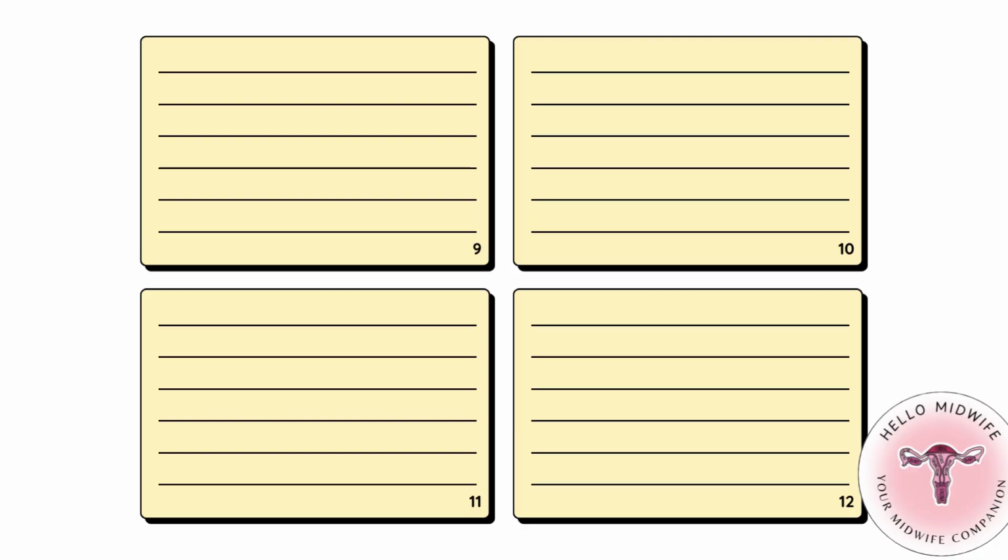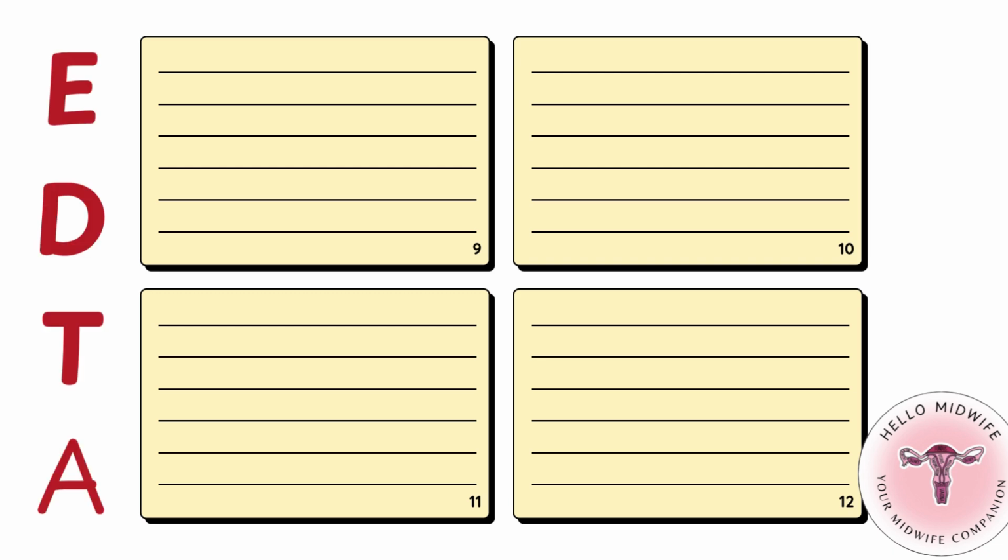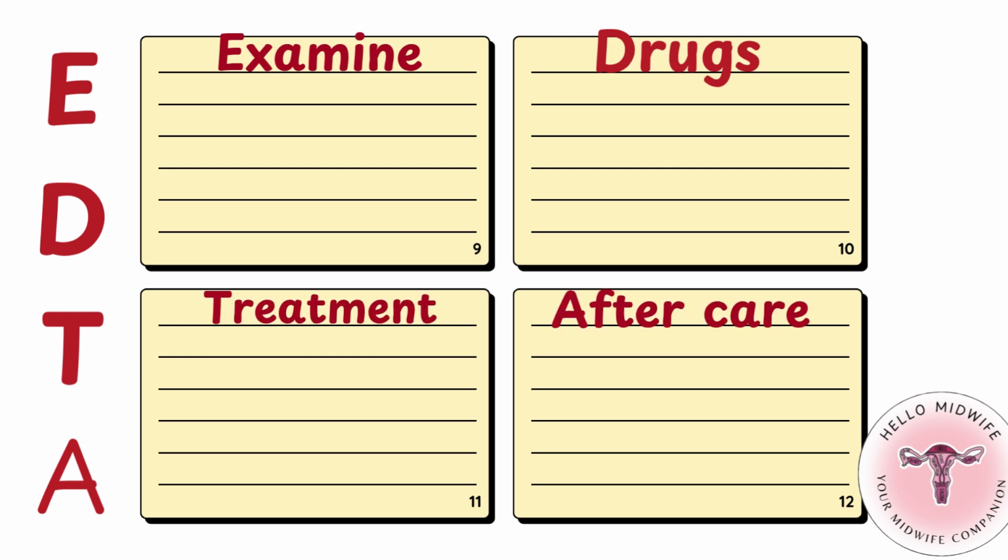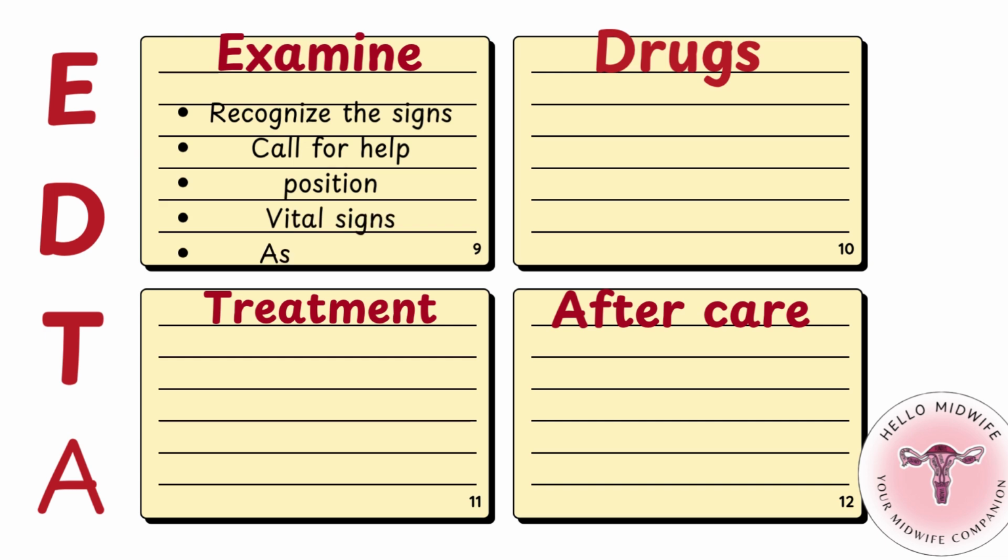Just before the end of the video, I would like to give a reminder, which could be seen as the EDTA. E stands for examine, D for drugs, T for treatment, and A for aftercare. We go on to the examine, where we grouped it into recognizing the signs, calling for help, the position, the vital signs, and assessing the 4 T's.